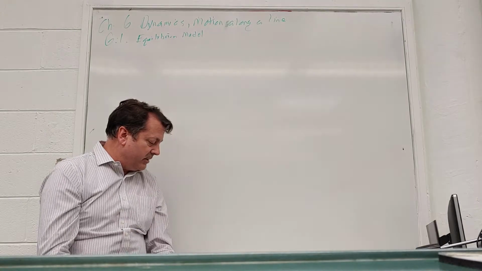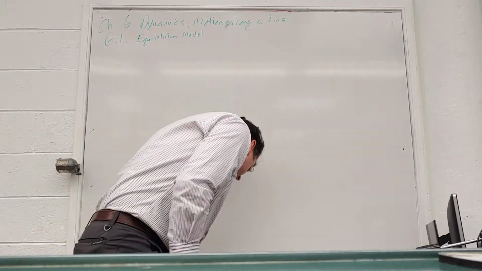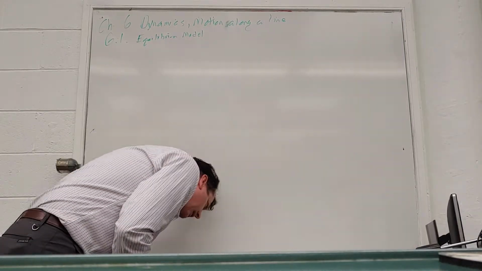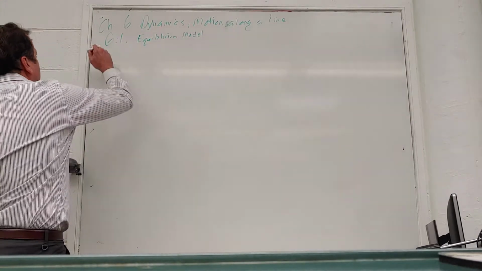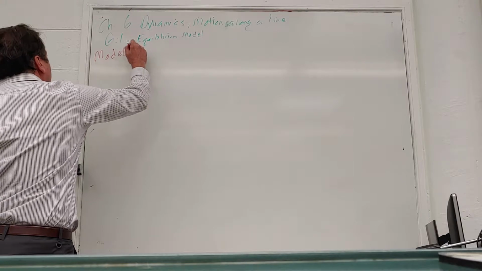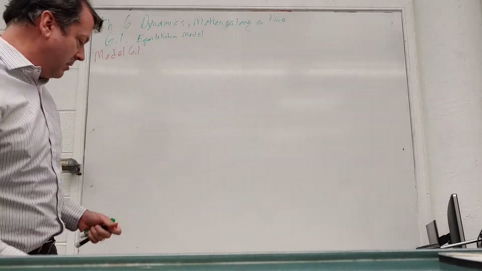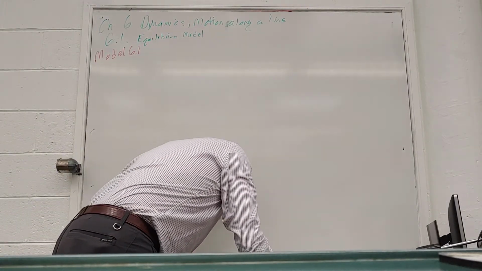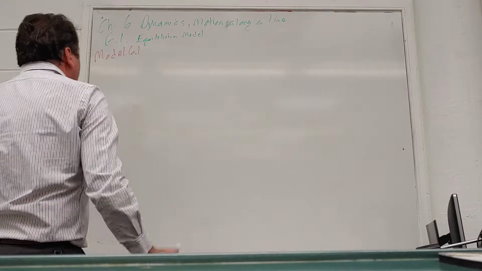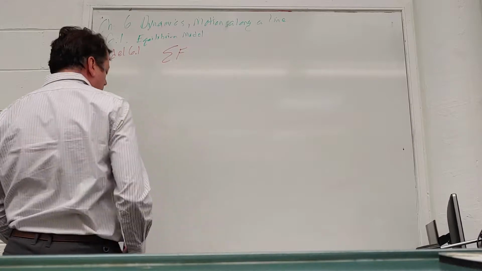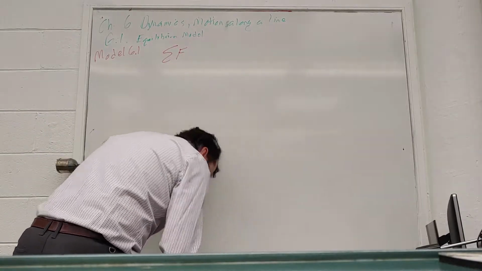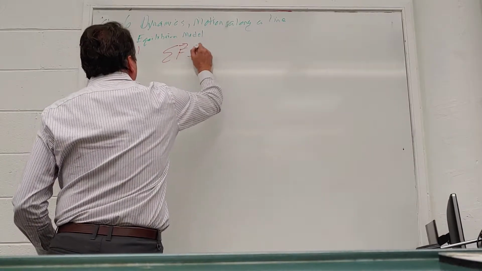So what is the equilibrium model? And they do a whole tactics box on it. Model 6.1, they call it. I'm going to look it up in your book, and I'm going to try to summarize that. And basically what I'm going to say is, when something's in equilibrium, the sum of the forces, and this is all those forces, equals 0.